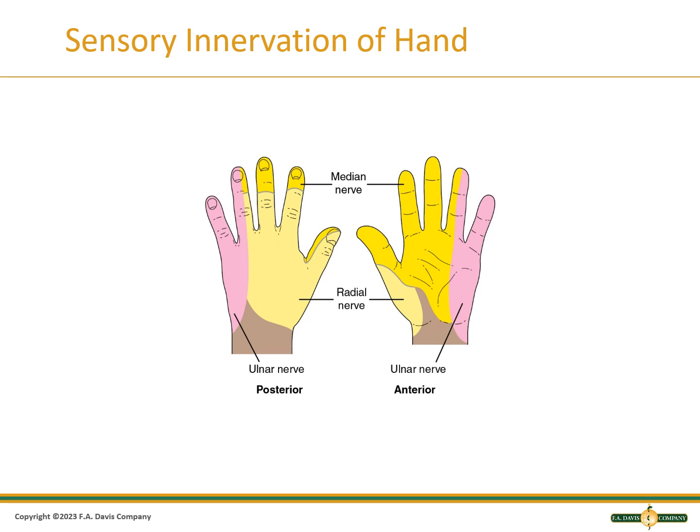Our radial nerve is going to innervate more of the posterior aspect of the hand as well as the thenar eminence. So the muscles of the thenar eminence are going to be innervated by the radial nerve because of that nerve distribution.